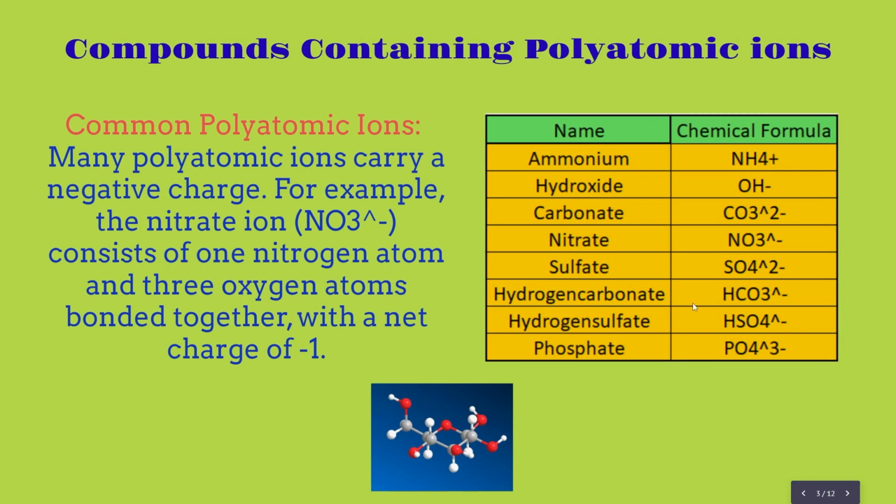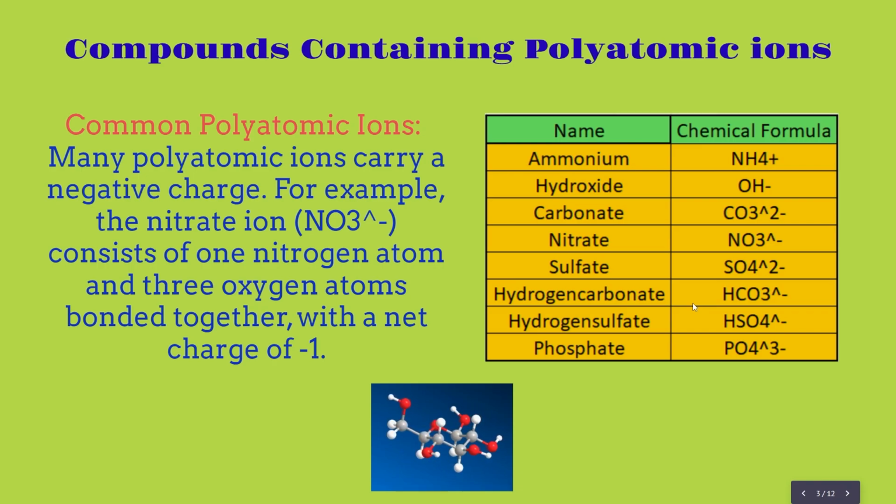Now moving on to some common examples of these polyatomic ions. Many of these polyatomic ions carry a negative charge. For example, we have the nitrate ion, which is NO3-. This indicates that there is one nitrogen atom and three oxygen atoms bonded together in a covalent bond, and these have a net charge of -1.